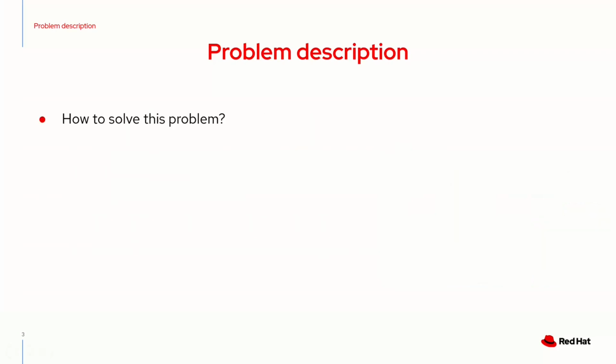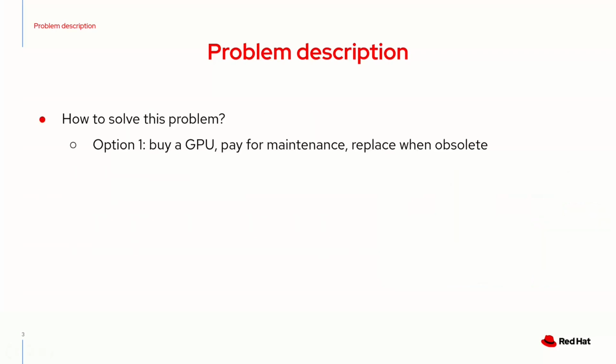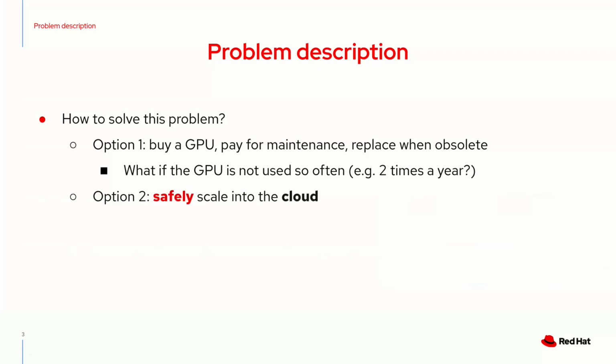The easy option is to buy a GPU. However, we then need to wait for it to be delivered, pay for maintenance, and replace it when obsolete. Would it make sense if the new GPU is not really used much, for example, only twice a year? The second option is to safely scale into the cloud. And this is what confidential cloud bursting is about, as we are about to see.